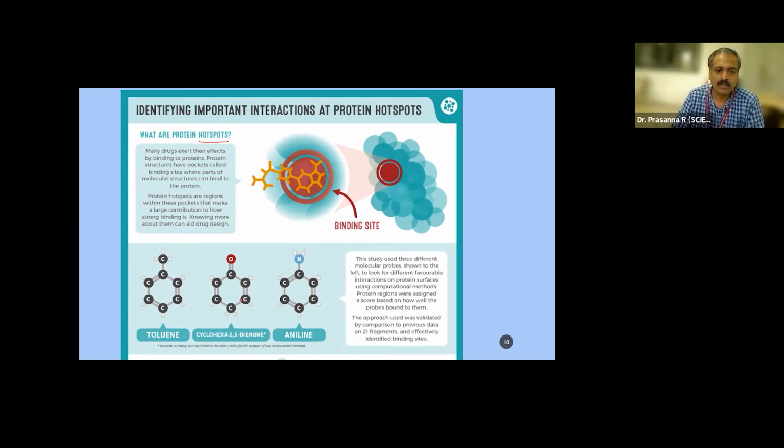Like you have a toluene here, cyclohexadienone here, and then you have aniline here. If you look at toluene, the carbon doesn't have lone pairs of electrons. Cyclohexadienone oxygen has 2 lone pairs, so obviously it can attract hydrogens to form hydrogen bonding. Similarly, you have aniline here. Aniline hydrogens can effectively form hydrogen bonding with the protein structure, and the lone pair on the nitrogen can be donated to attract the hydrogen from the protein source as well.